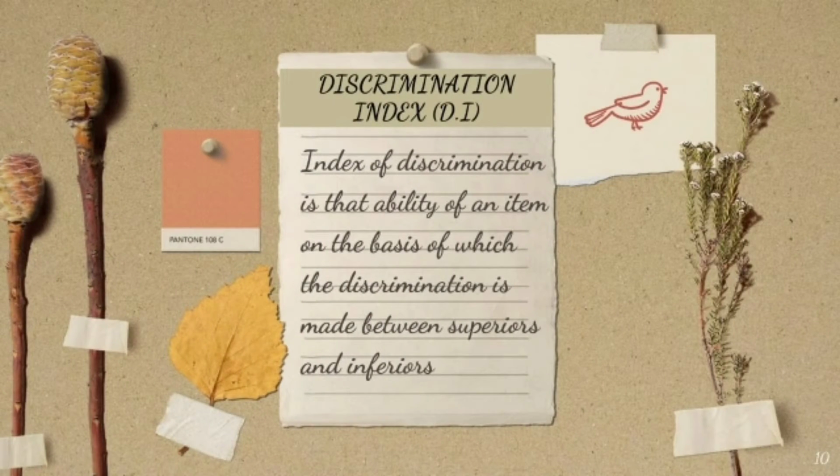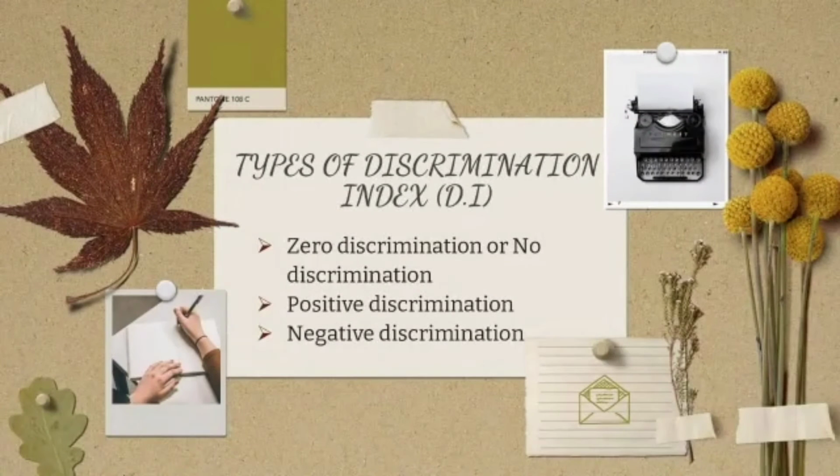Discrimination index. Index of discrimination is the ability of an item on the basis of which the discrimination is made between superiors and inferiors. Types of discrimination index. There are three types of discrimination index. The first is zero discrimination or no discrimination. The second is positive discrimination, and the last is negative discrimination.